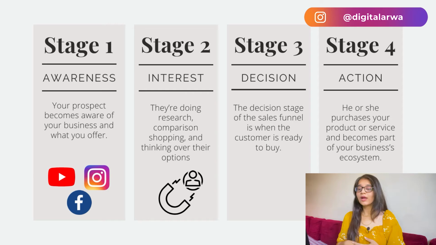So if you have seen a particular Instagram ad, you start liking it or commenting on it, or if you have seen a particular reel about a product, then you will start thinking, okay, I like this product, I'm going to save it for the future, so I'll bookmark it. That is called the interest phase, where you are slightly getting interested in the product, service, or any kind of influencer that you follow online.